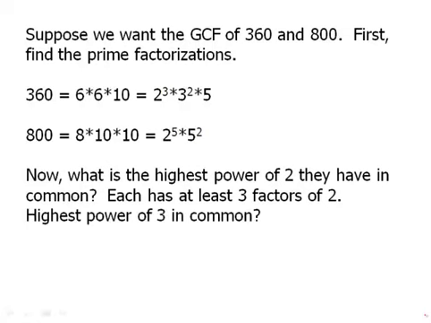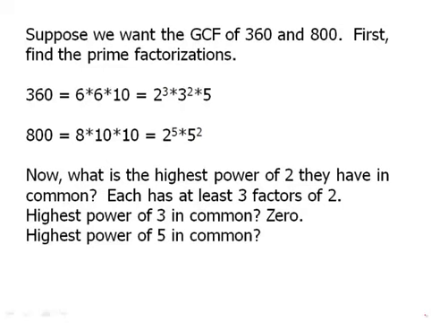Similarly, what's the highest power of 3 they have in common? Well, one of them has 2 powers of 3, but the other one has no powers of 3. So 3 cannot appear in the common factor because one of the two numbers doesn't have it. So that just has to be 0. The highest power of 5 in common, one has 1 power of 5, one has 2 powers of 5, so they each have at least 1 power of 5.